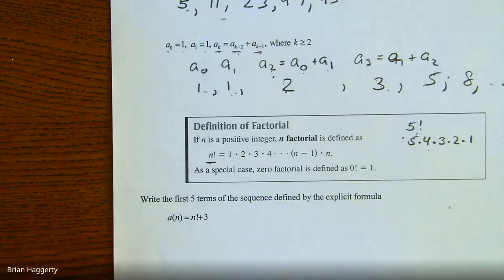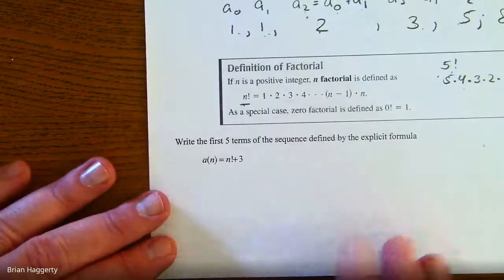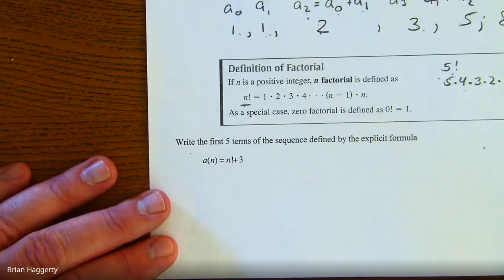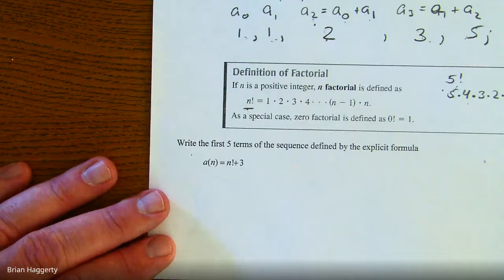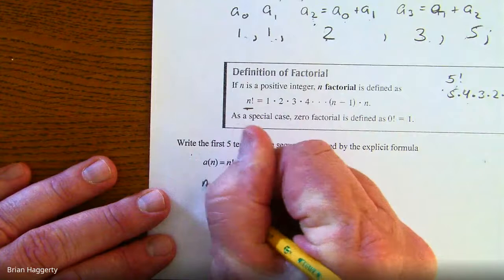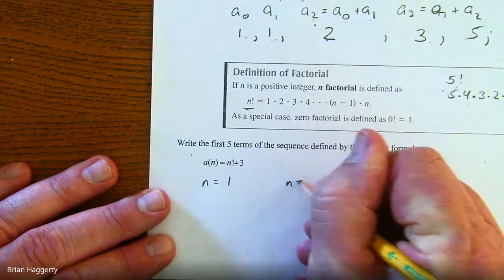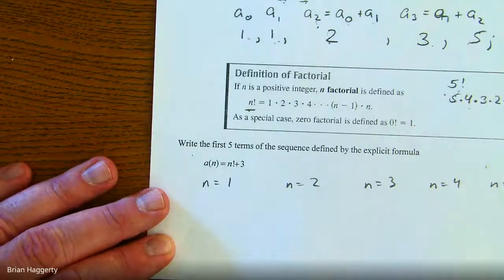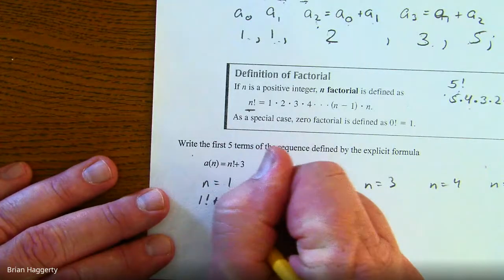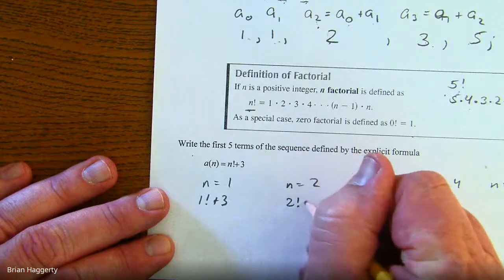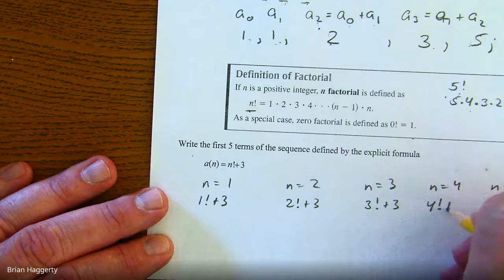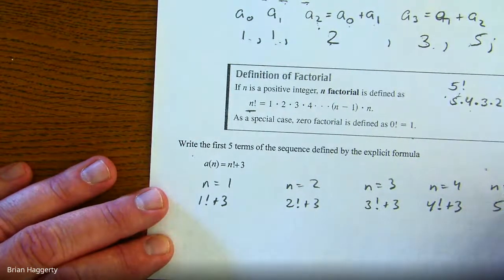So in terms of what we're doing for today, find the first 5 terms of the sequence defined by the explicit formula, and it gives us this formula. It doesn't state that we're starting with 0, so it means we begin with 1. So n is equal to 1, 2, 3, 4, 5. So this is 1 factorial plus 3, 2 factorial plus 3, 3 factorial plus 3, 4 factorial plus 3, 5 factorial plus 3.